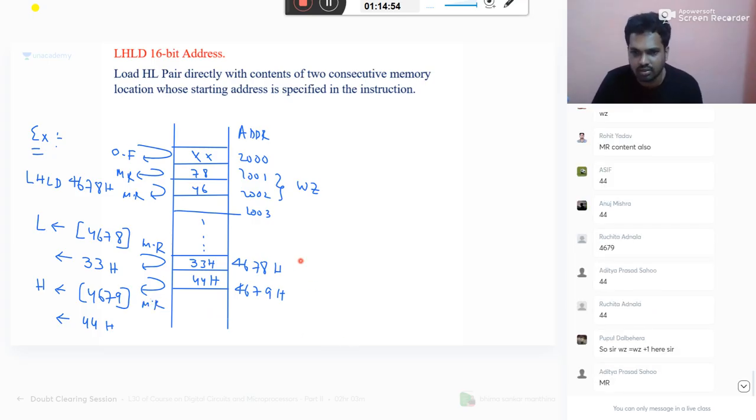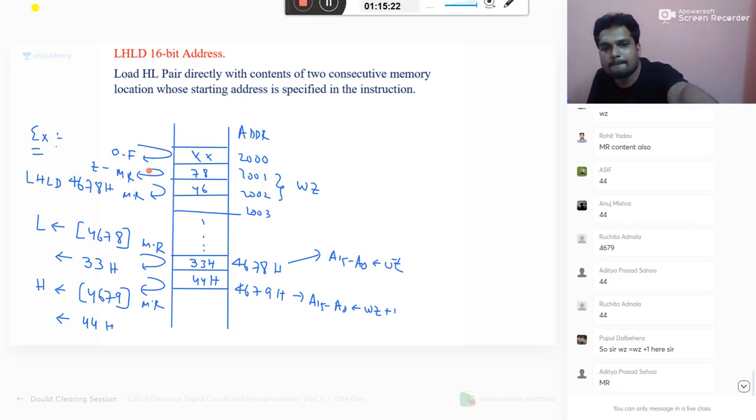Okay, here, one minute. Yeah, I am telling that only. Here your address bus will be WZ. Here address bus will be WZ plus 1. Okay, so Z will contain 78 and W will contain 46. Clear? Shall we proceed?